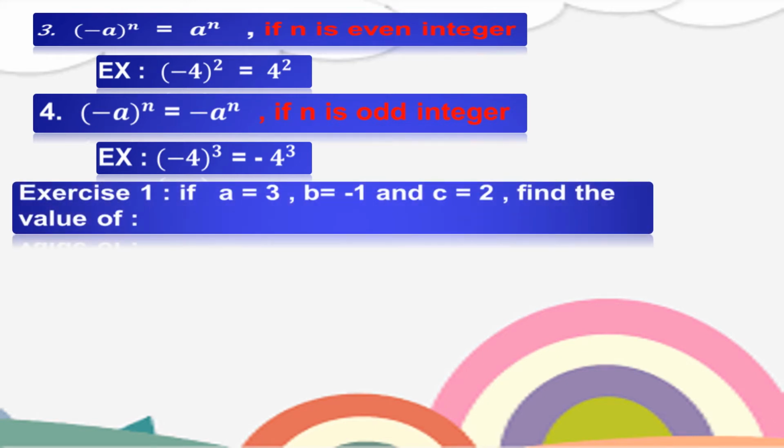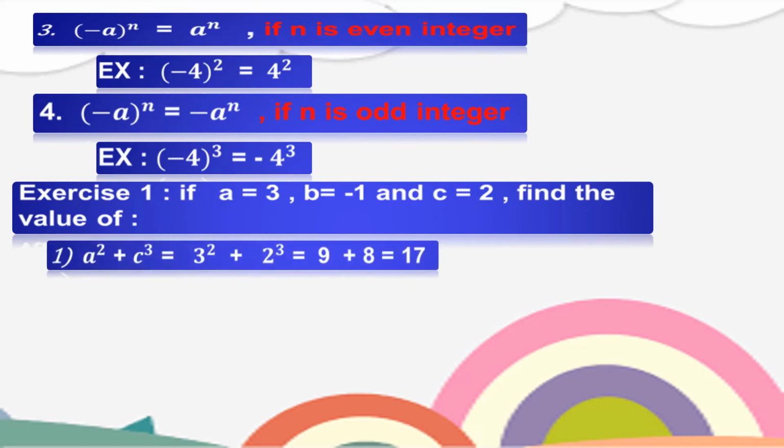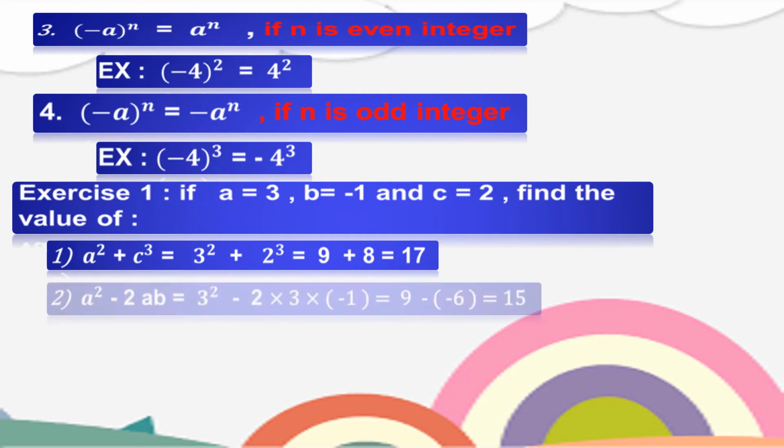Exercise 1. If a equals 3, b equals negative 1, and c equals 2, find the value of number 1: a power 2 plus c power 3. I replace a by its value and c by its value. So that's 3 to the power 2 plus 2 to the power 3. By calculator, 3 to the power 2 is 9, and 2 to the power 3 equals 8, so 9 plus 8 equals 17.